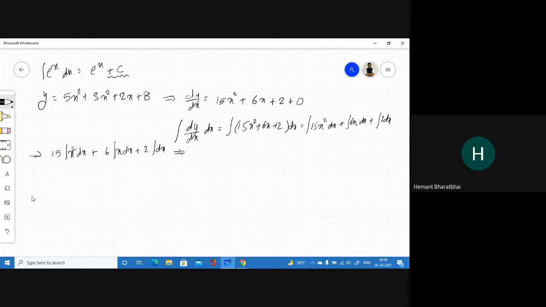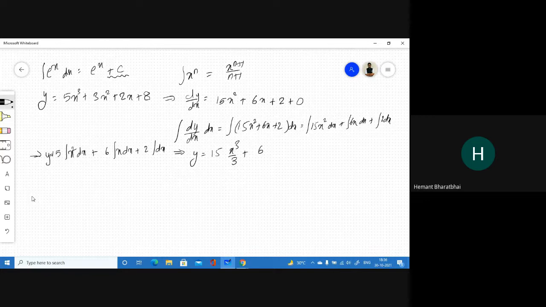And here derivative and integration get cancelled out, so what only remains is y. So I get y is equal to 15 integration of x square. We just saw integration of x raised to n is x raised to n plus 1 upon n plus 1. So this will be x raised to 2 plus 1 upon 2 plus 1, that will be x cubed by 3 plus 6 integration of x.